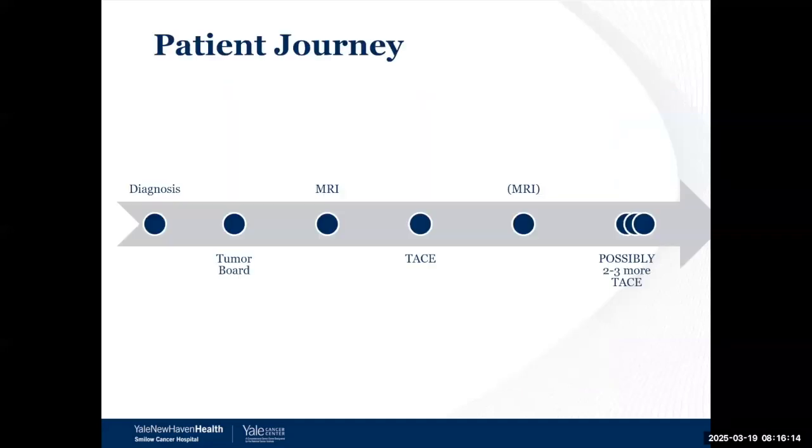So remember, all these patients have a journey. It starts with ultrasound screening and diagnosis. If screening is not available, unfortunately, they start with symptoms. Then you present the patients at a tumor board. You often get an MRI or a CT scan to clarify the imaging, and then you do the TACE. Then you use MRI or CT scan to see your follow-up and repeat imaging multiple times.